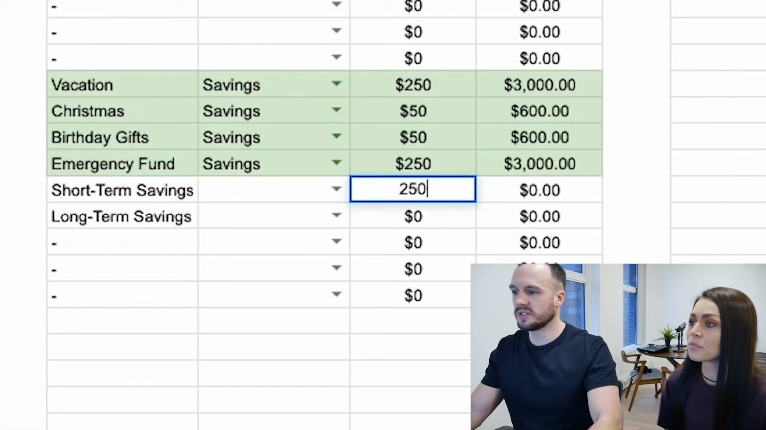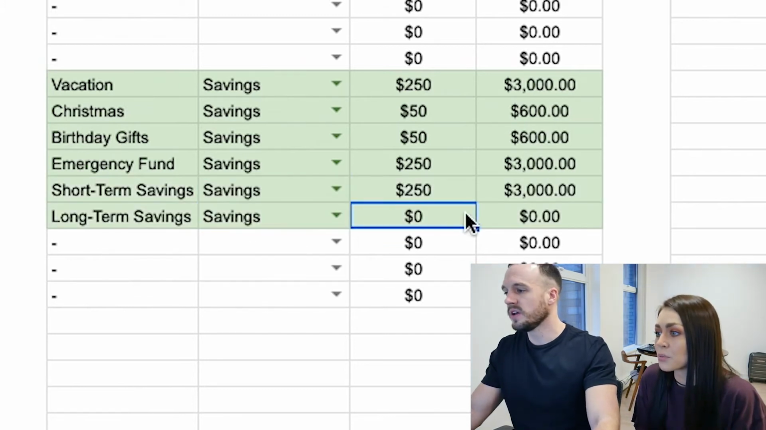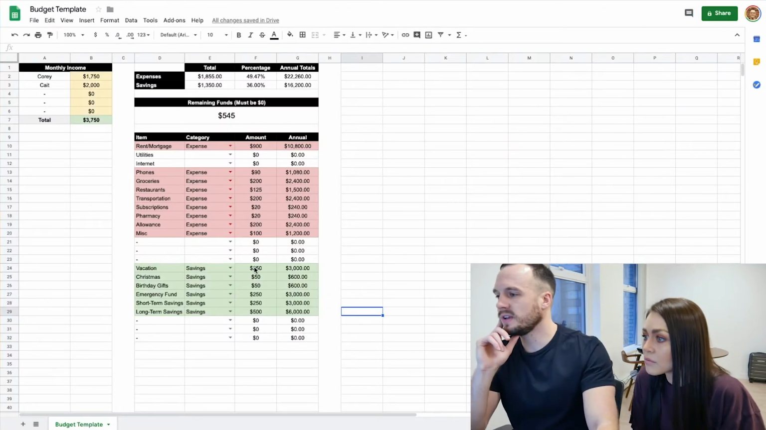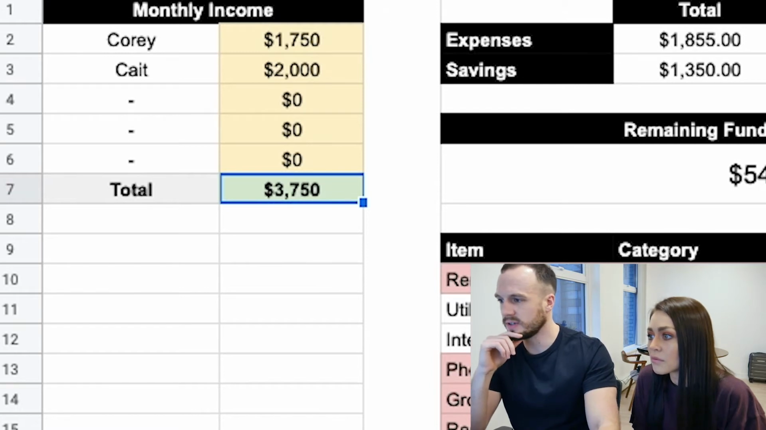Short-term savings. We'll do savings and savings. Just put them all at $250. Okay, so let's see. Right now, if we're saving in this scenario, we're pulling in $3,750 after taxes.